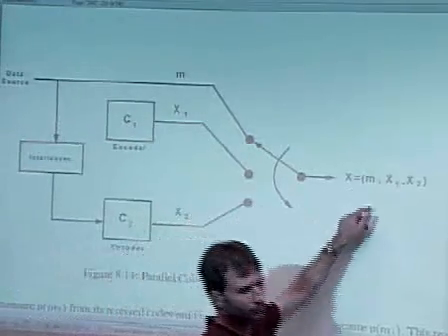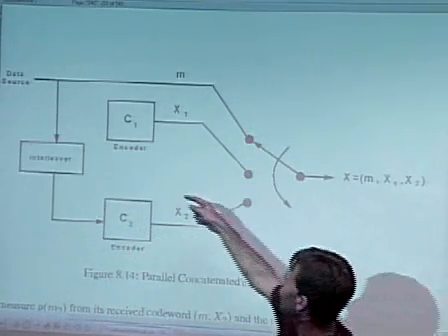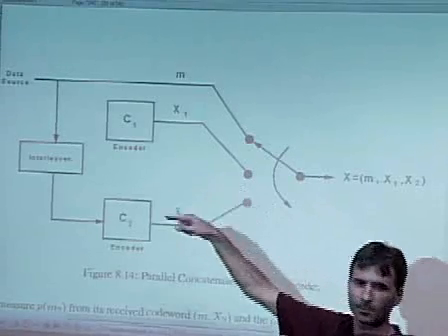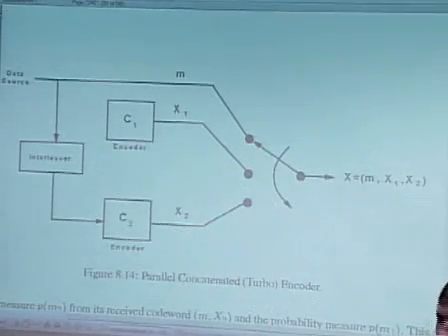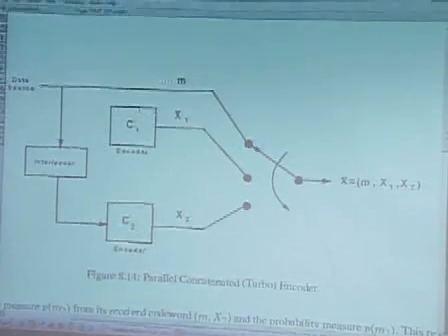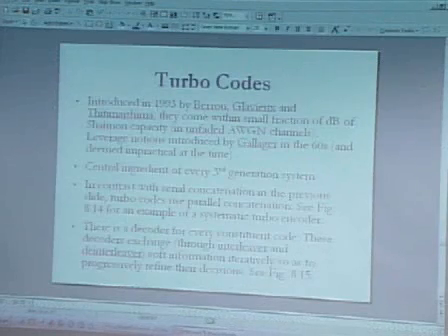So in other words, you don't re-encode what one encoder produced with the other encoder, as in serial. Both encoders take the same bits, except reordered. So both encoders use the same information bits, except in a different order. So it's not obvious at all that this will work so well. It just does.